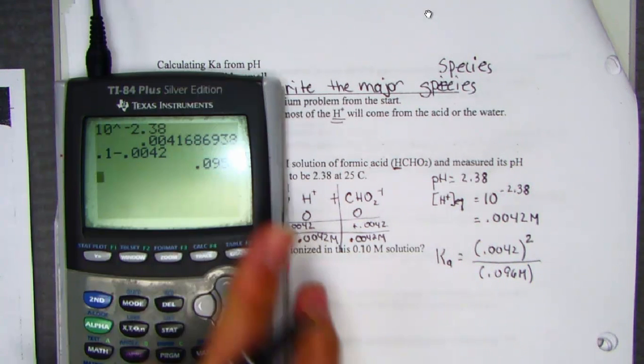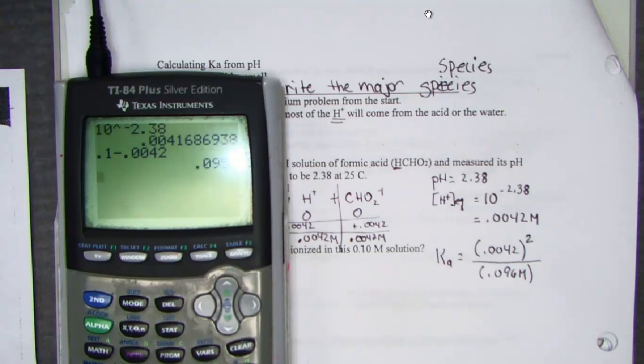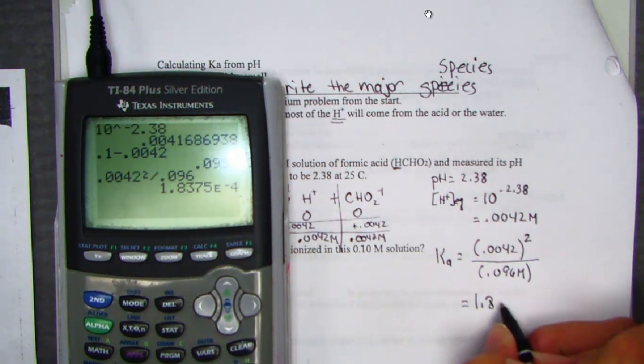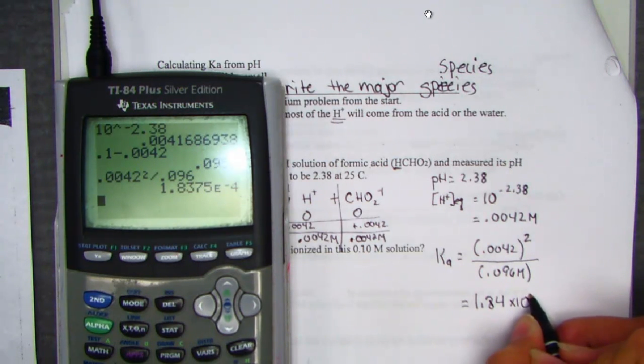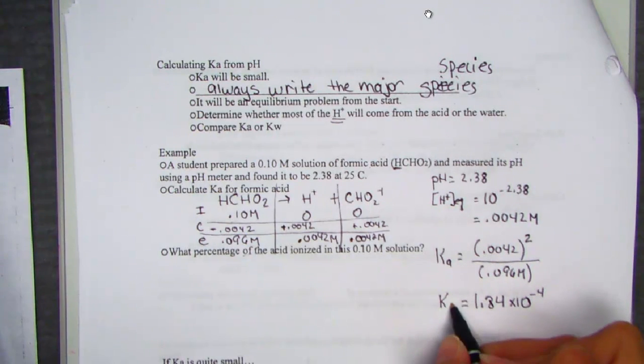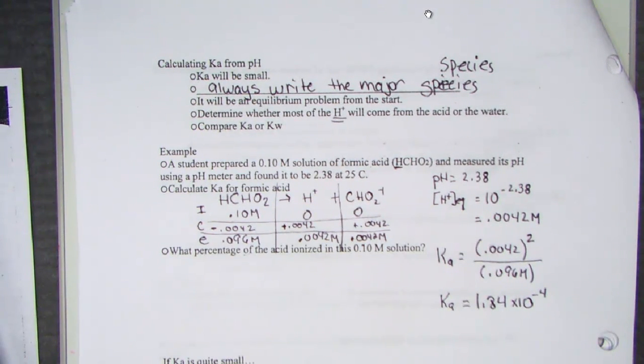And let's hit for our Ka constant of formic acid. 0.0042 squared divided by 0.096, and we get a value of 1.8375. How about 1.84 times 10 to the negative fourth? Again, no units, it's a number giving us an indication of the strength of our weak acid called formic acid.